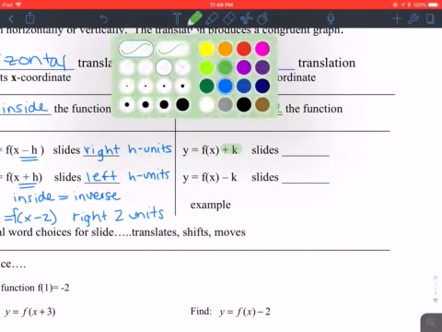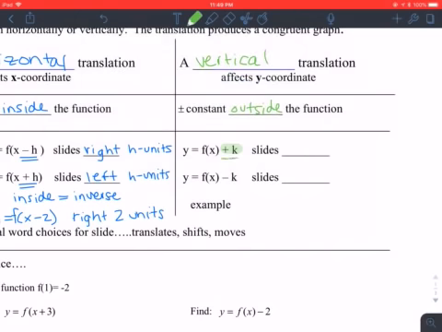Now let's look at the vertical side. Notice the plus k and minus k are outside of the parentheses, outside the function. So if we add k on the outside, we're shifting up k units. If we're subtracting, we're shifting down k units. So exactly like you would expect. Plus is up, minus is down. An example would be y equals f of x plus 6, we would shift our graph up 6 units.